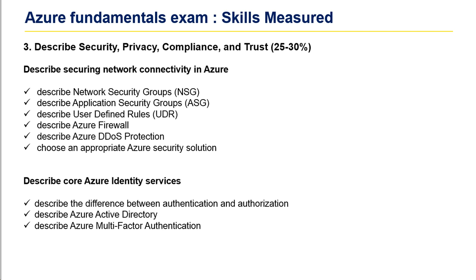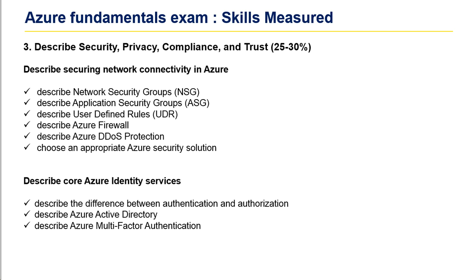3. Describe security, privacy, compliance, and trust, 25 to 30%. Describe securing network connectivity in Azure. Describe network security groups, NSG. Describe application security groups, ASG. Describe user-defined routes, UDR. Describe Azure Firewall. Describe Azure DDoS protection. Choose an appropriate Azure security solution.